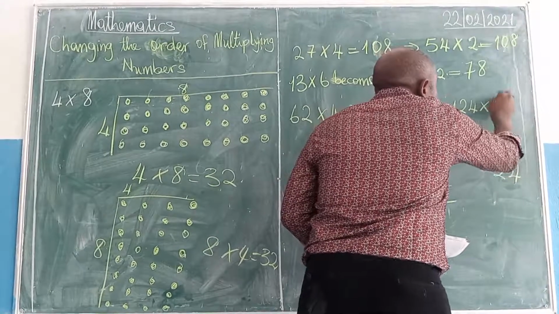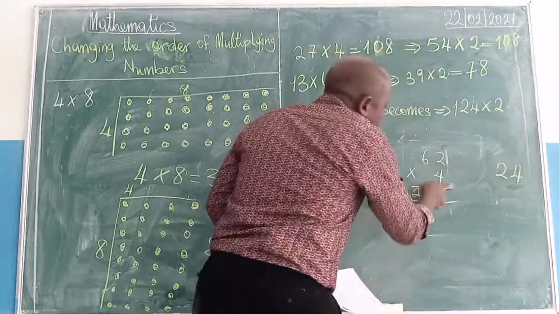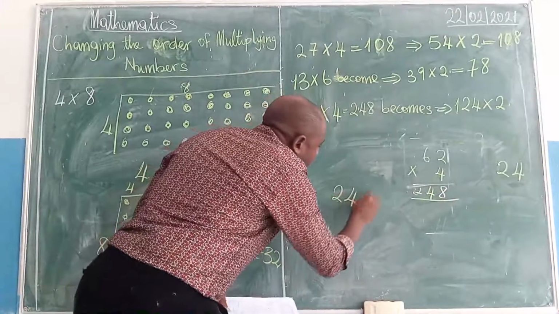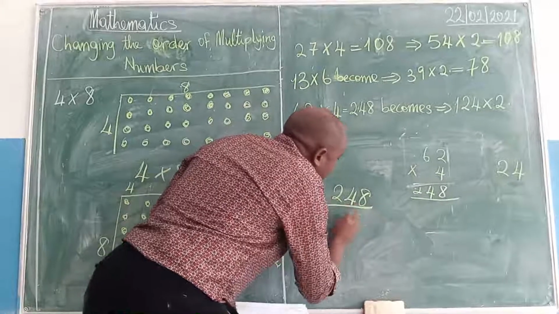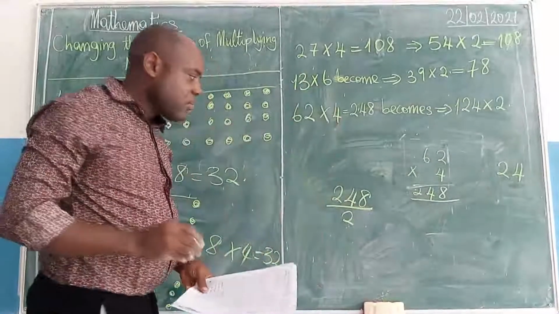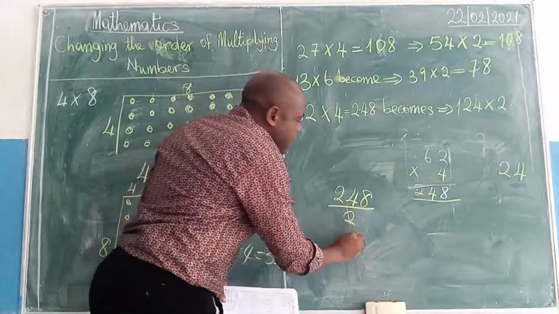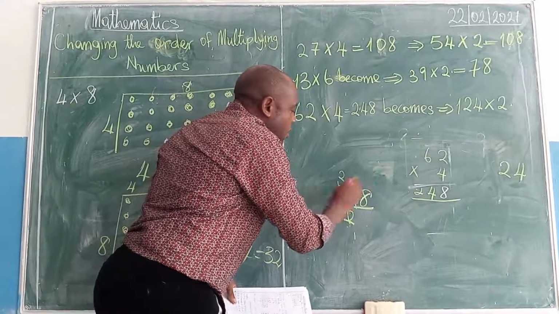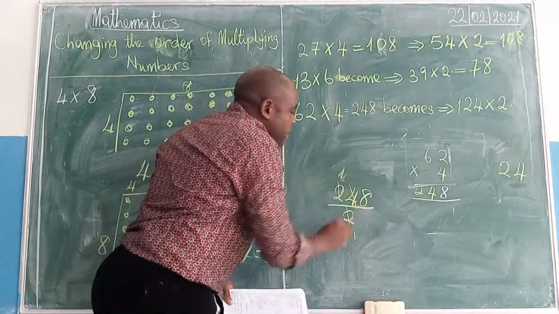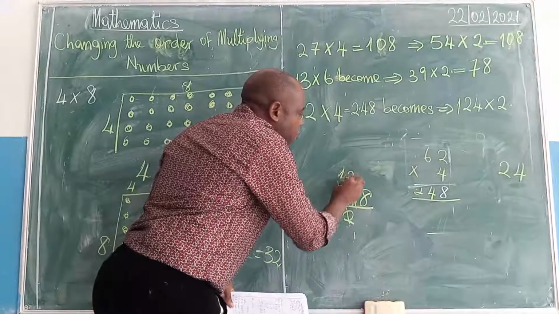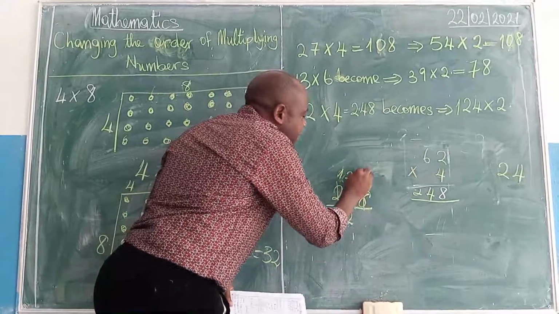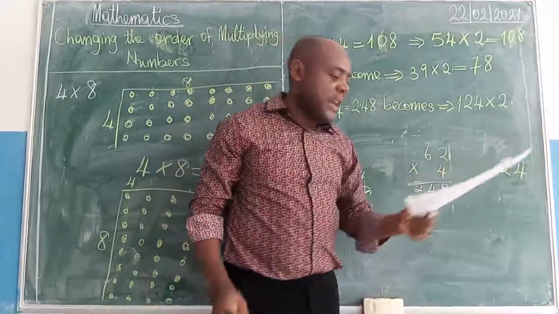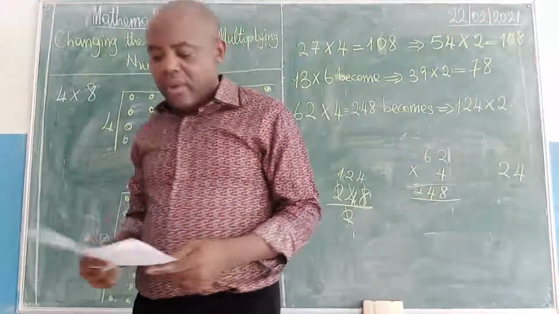248 becomes 124 times 2. 248 divided by 2. 2 into 2 is 1, 2 into 4 is 2, and 2 into 8 is 4. That is why we have 124 multiplied by 2.